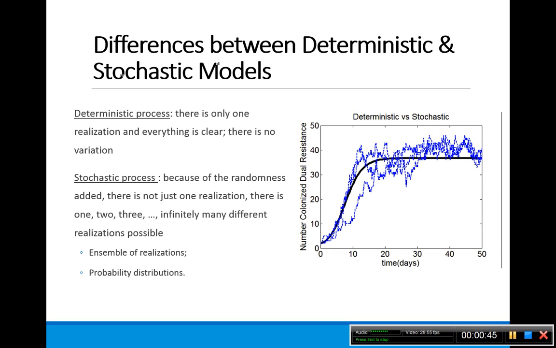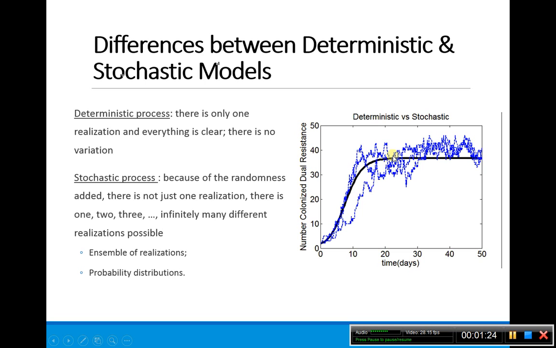Deterministic process, there's only one realization. So everything is clear in the model. You have one realization, there is no variation. So this is an example over here, this picture. You have a deterministic model which is shown in black here. I believe this is an SIR model, where you have some kind of disease spread. And I think this is the infected population. So if you were looking at an infected population, this is what would happen in the deterministic model, in black.